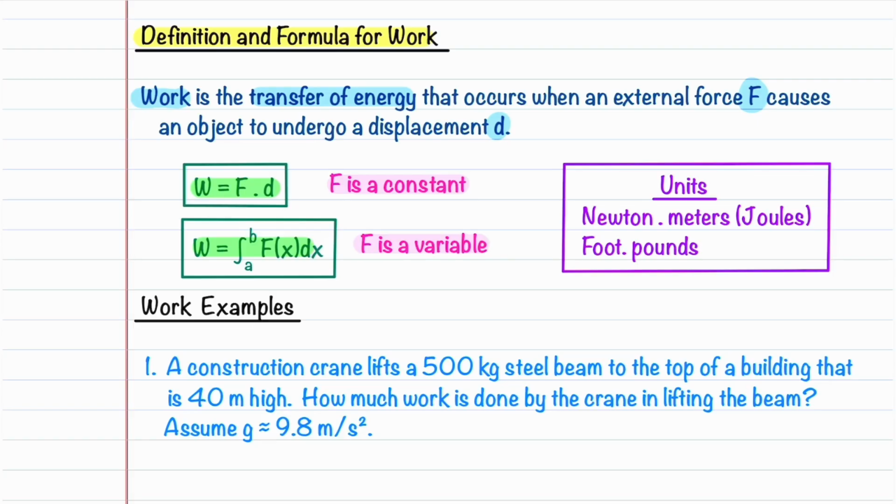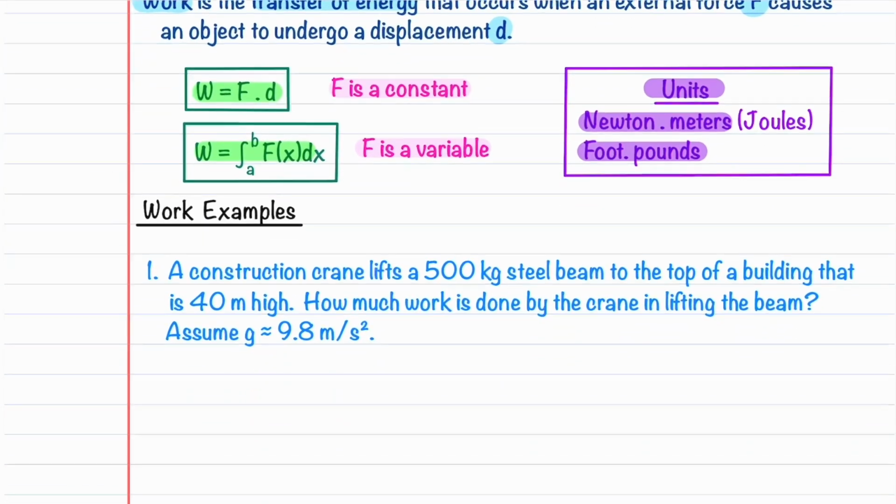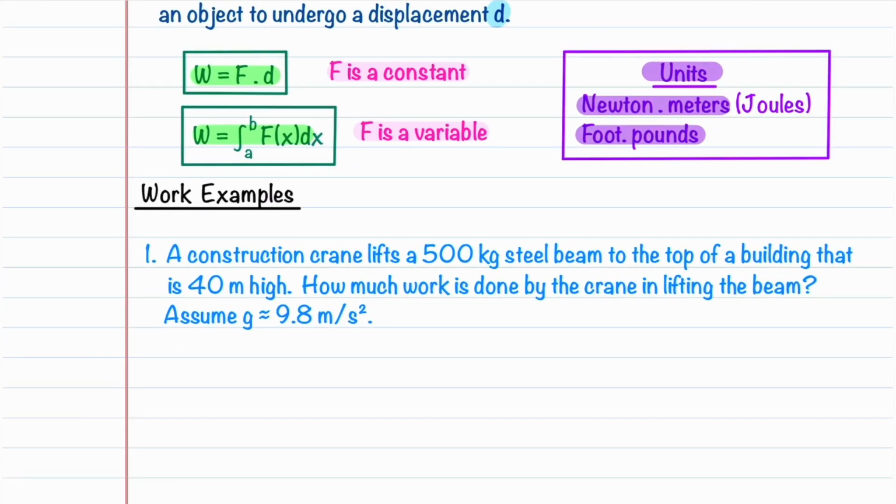In science and engineering, the 2 most common units you'll see for work are Newton meters, also called joules, or foot-pounds. Let's now walk through 4 examples so you can see exactly how to apply these formulas.